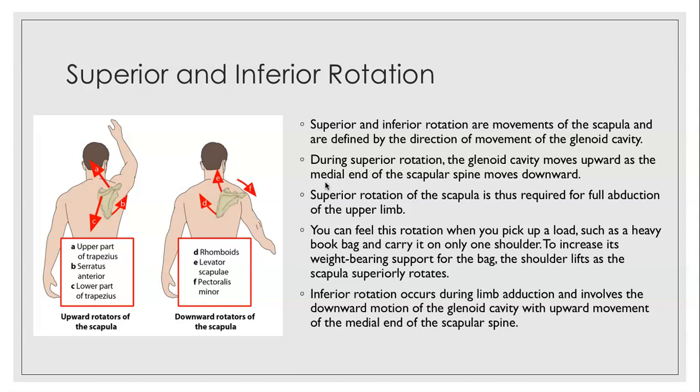And then in the opposite direction, inferior rotation occurs during limb adduction, and it involves the downward motion of the glenoid cavity with upward movement of the medial end of the scapular spine. So if you were to reach down to get something, what has to happen here is that they have to have downward motion of that glenoid cavity and an upward movement of that medial end. Okay, you can see that right here.